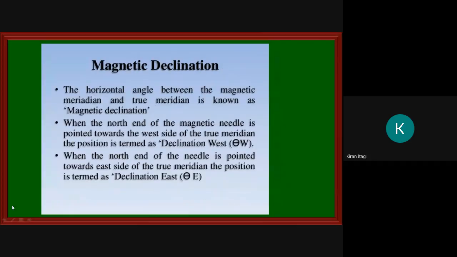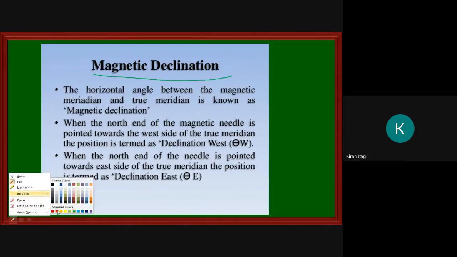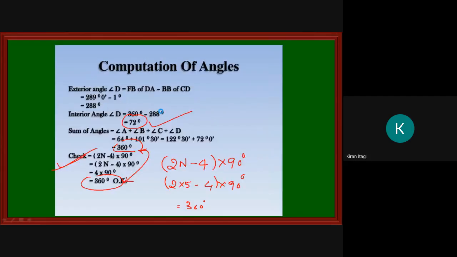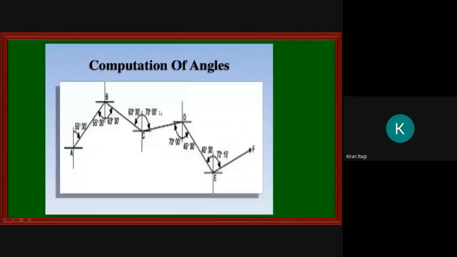Okay. So today we will see magnetic declination. So, what is magnetic declination? The horizontal angle between the magnetic meridian and true meridian is known as magnetic declination. Initially, I have shown you some figure. I hope you remember that one.